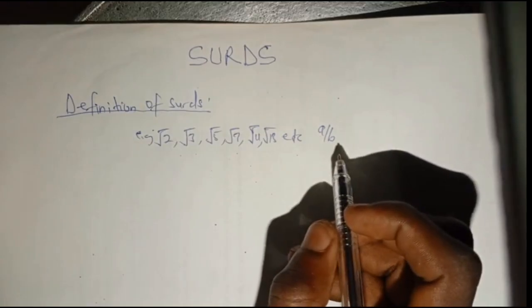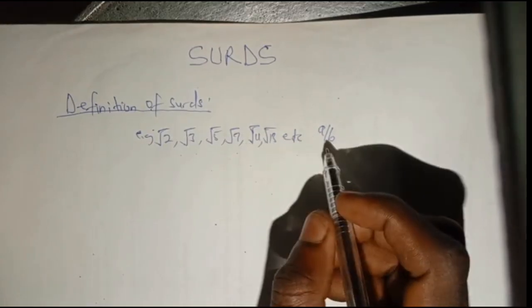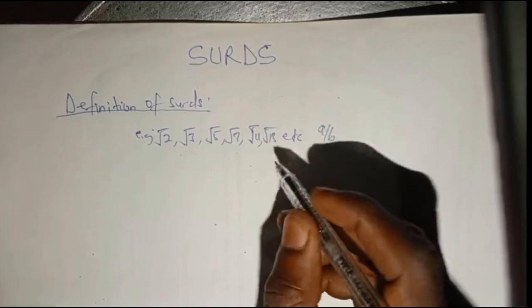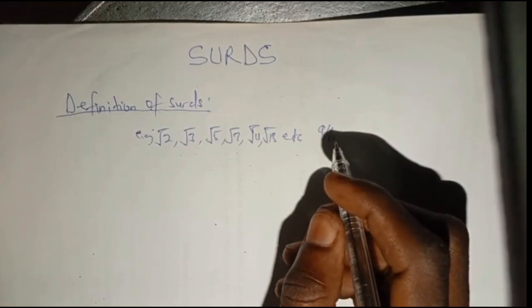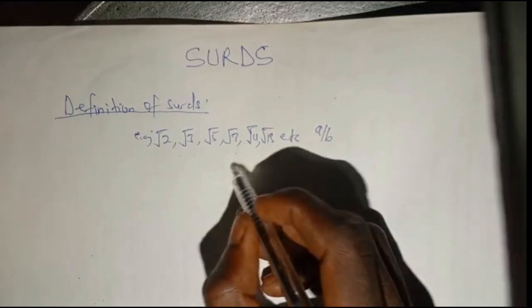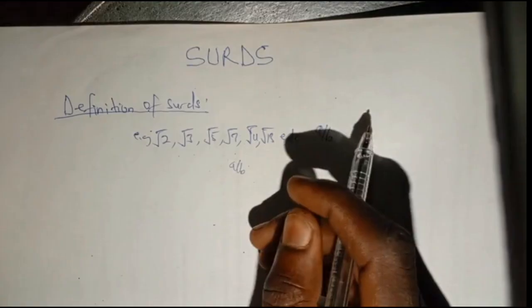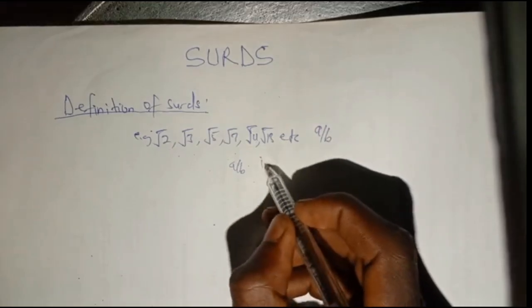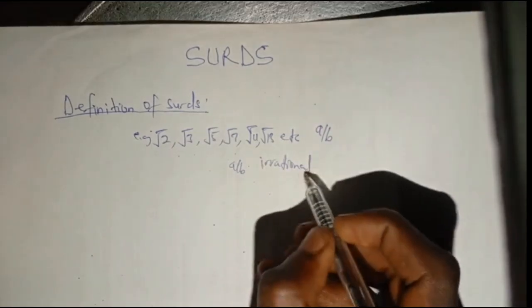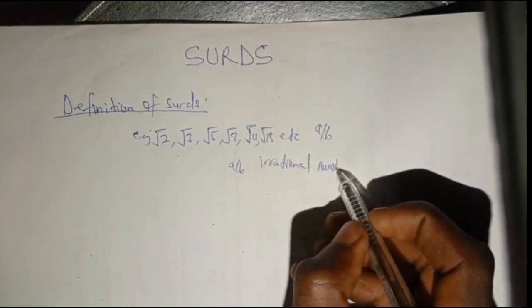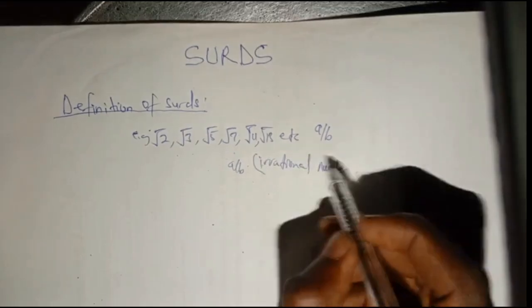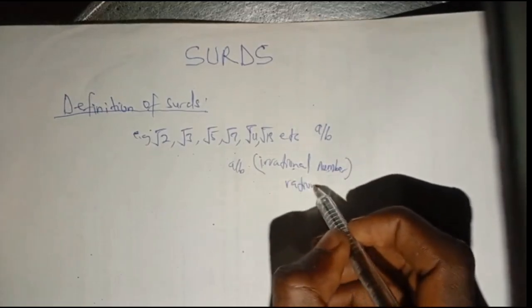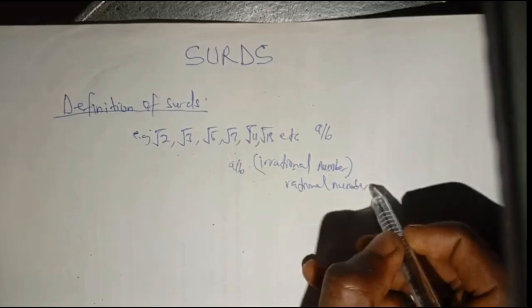The opposite of surds is rational numbers. And we know that rational numbers are numbers of the form a over b. So whenever you hear surds, what first comes to your mind is irrational numbers. If the opposite of irrational numbers is rational numbers.